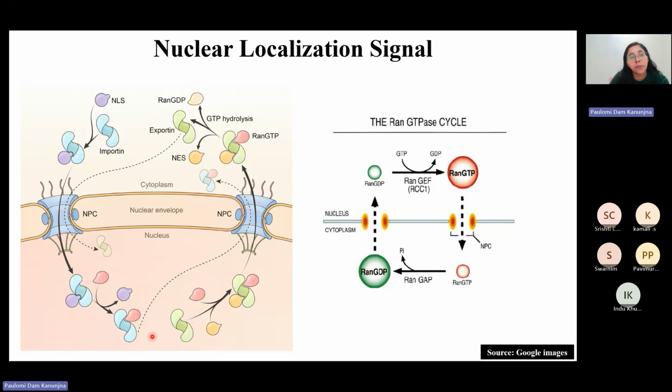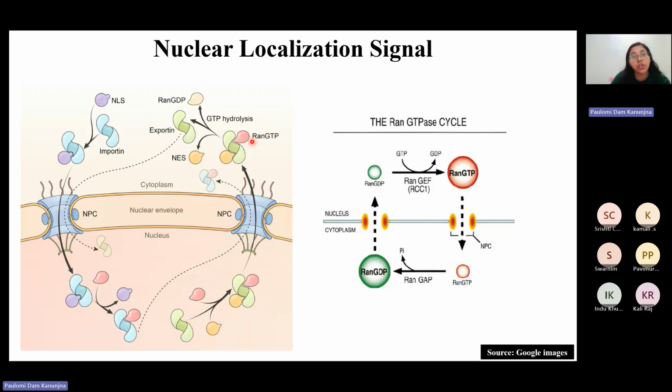Okay, there are some proteins here which need to be taken out. Regulatory proteins, remember? So they need to be taken out. Anything which has an NES will be bound by the exportin, and then in the same way it is taken out. Here again you have a GTP binding.